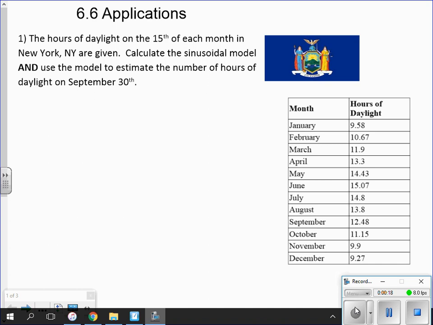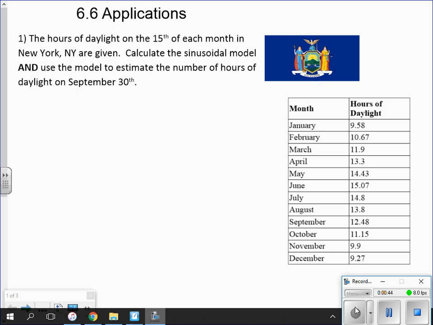There's one slight difference. So here we have the information for the hours of daylight on the 15th of each month in New York, New York. It sounds nice, they named it twice. Calculate the sinusoidal model and use the model to estimate the number of hours of daylight on September 30th. So here's what we're dealing with. We have the information. We want to do a sine curve.